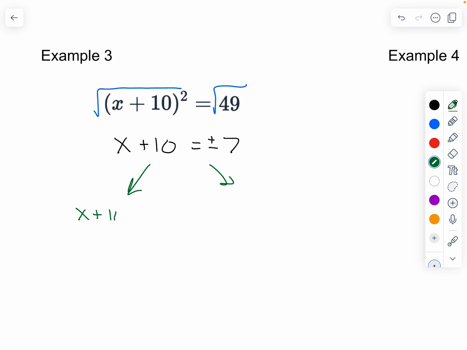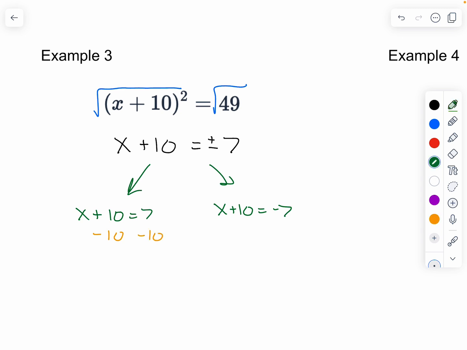On one side, we have x plus 10 equals, we'll go with positive 7. And then on the right side, we have x plus 10 equals, and then I'll put the negative 7. A plus minus 7 is two values. So if we have more algebra to do to finish the process, we need to do that algebra to both of those values, the positive 7 and the negative 7.